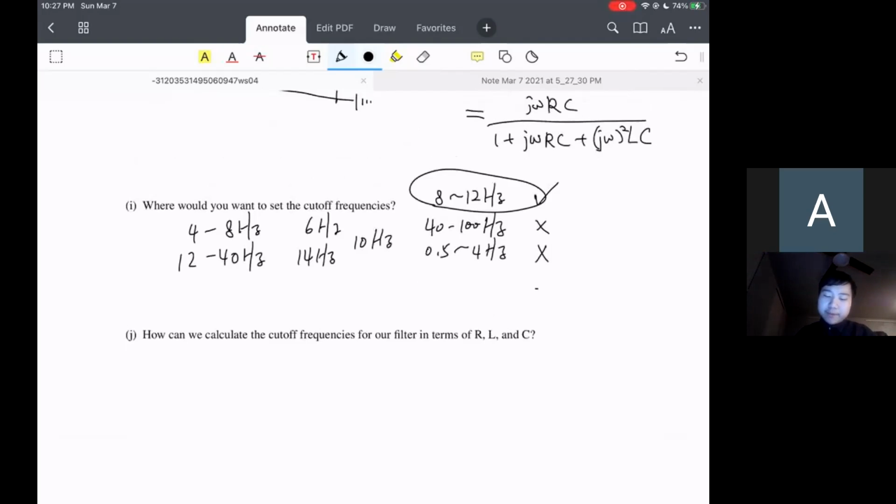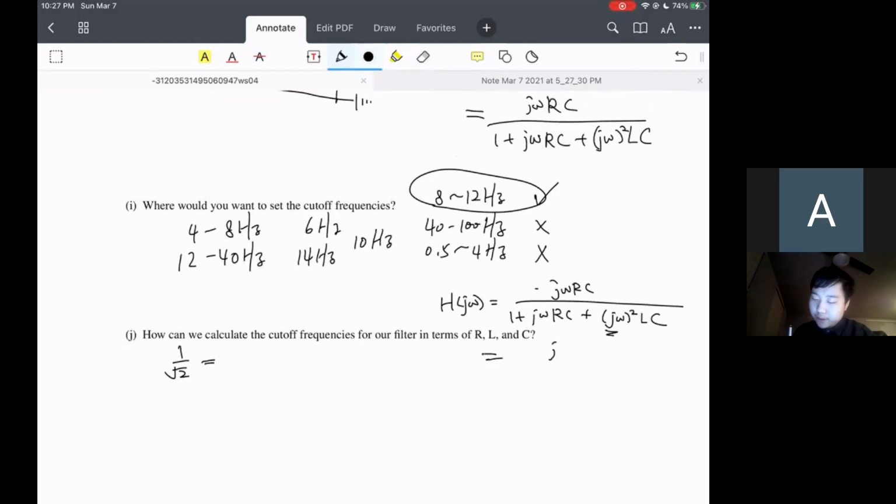Okay, so for part J, how can we calculate the cutoff frequency for our filter in terms of R and C? So we know that the cutoff frequency is the frequency at which the magnitude of the transfer function takes on the value of 1 over root 2. So first off, we should copy over the transfer function. This is equal to j omega RC over 1 plus j omega RC plus j omega squared LC. Since j squared is equal to negative 1, this is equal to j omega RC over 1 minus omega squared LC plus j times omega RC.